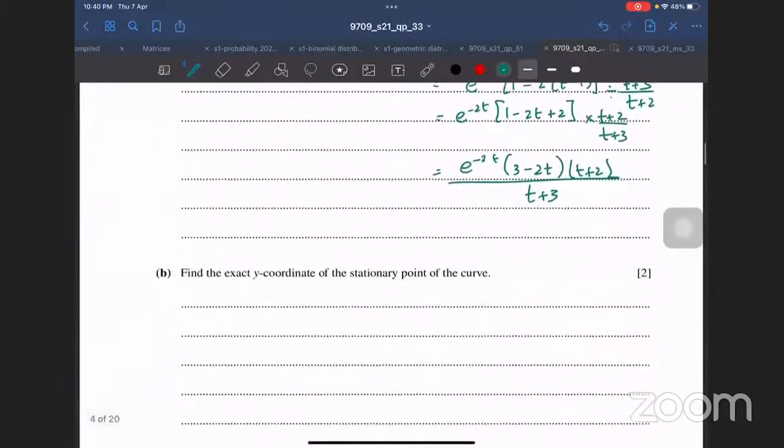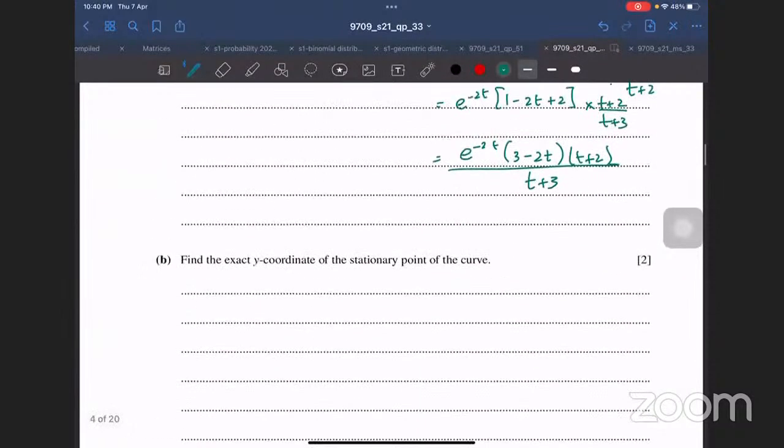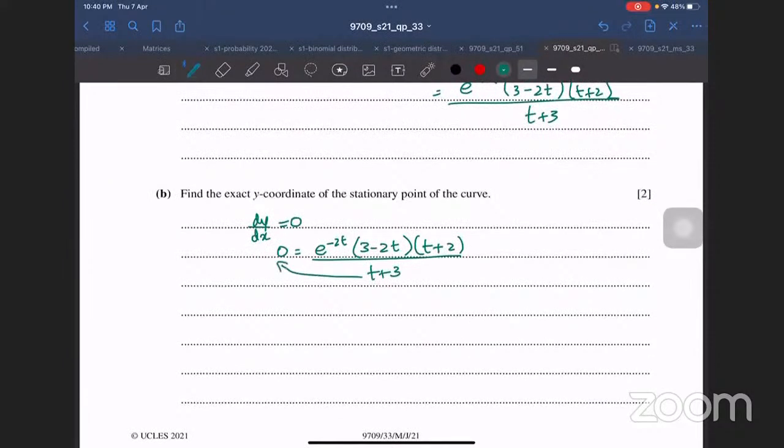Okay, then it says find the exact y coordinate of the stationary point. For the stationary point, what you need to do is equate dy by dx to 0. So I'm going to say 0 equals e power minus 2t, (3 minus 2t), (t plus 2), over (t plus 3). Suppose this gets equated to 0, then I have three factors. Either of those three factors could be equal to 0. I know that e power minus 2t can't be equal to 0 because it's not possible.